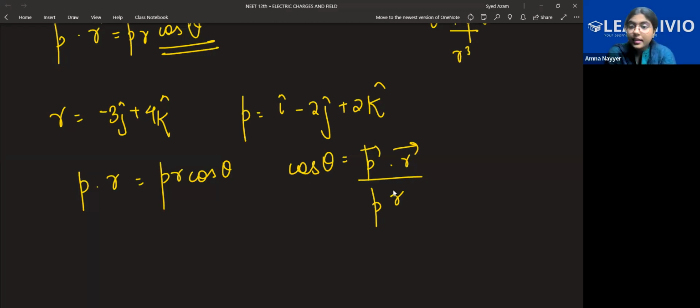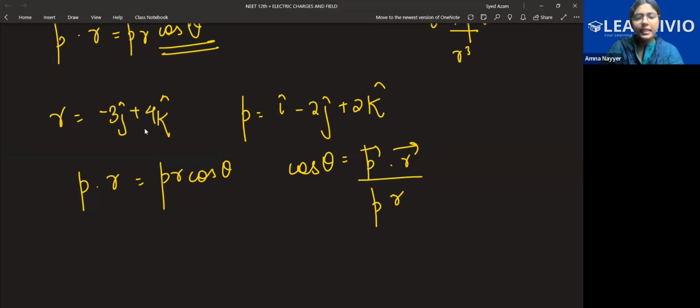You will just get the values of the vectors and you'll have to relate them with the angle, and sometimes the angle will not be given directly like this. So you need to write it with the help of the dot product. Okay, now let's see how we can solve this.